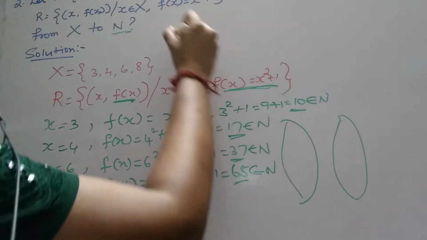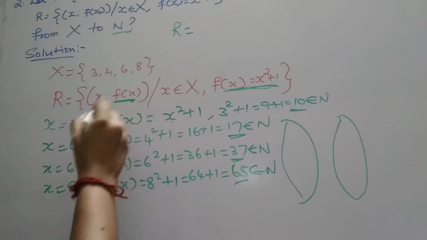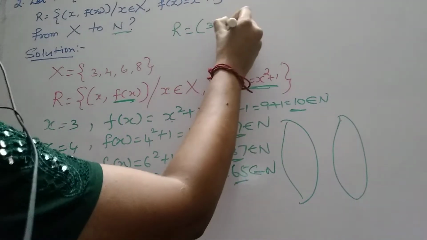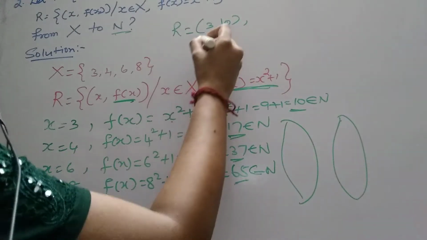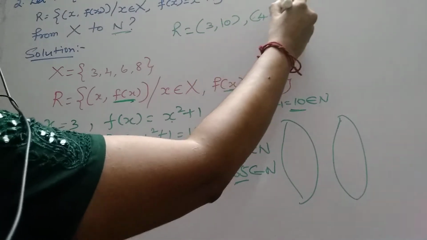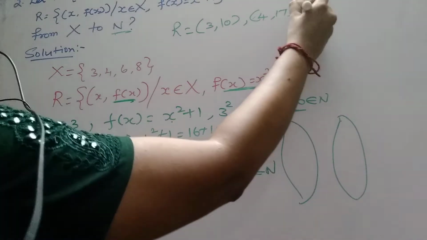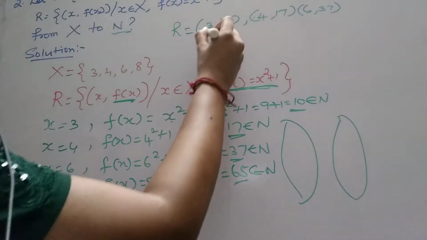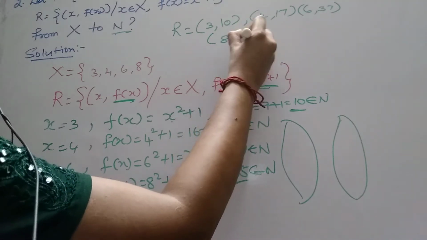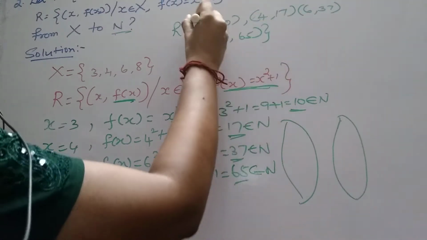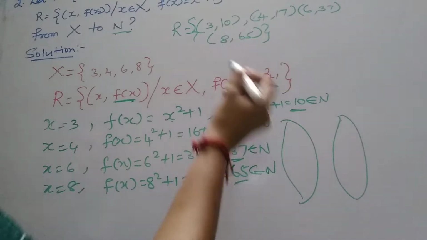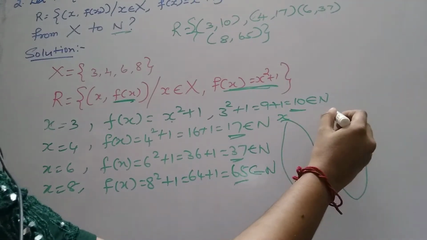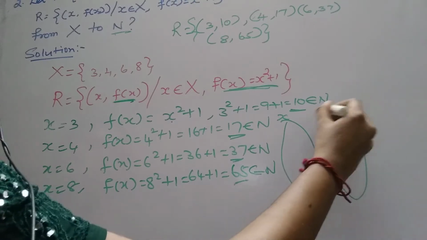Okay, the range here is what the ordered pairs give. What ordered pairs are you getting? For 3 it is 10. The next ordered pair is 4, 17, and for 6 it is 37, for 8 it is 65. These are the ordered pairs you are getting. Do all of these belong to the natural numbers or not? So this is your X and this is your F of X, that is your Y.